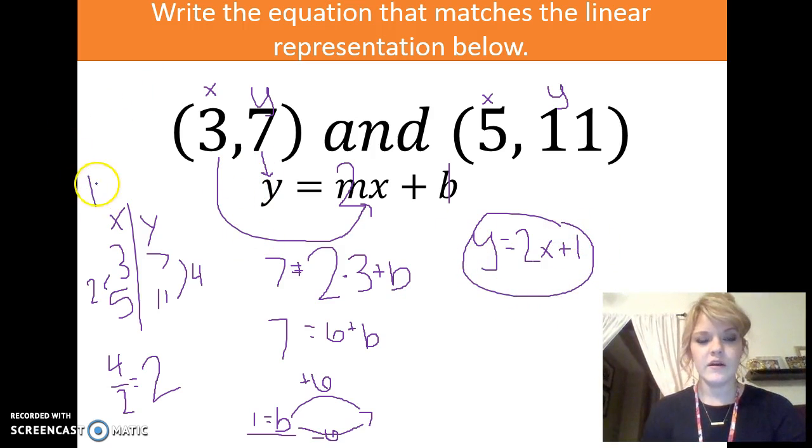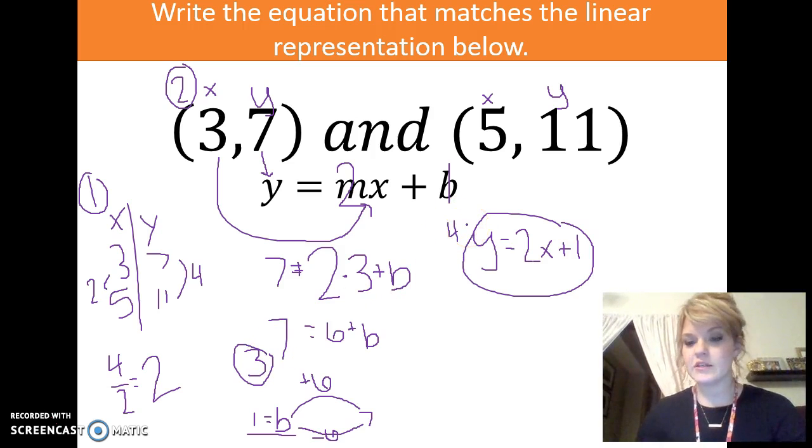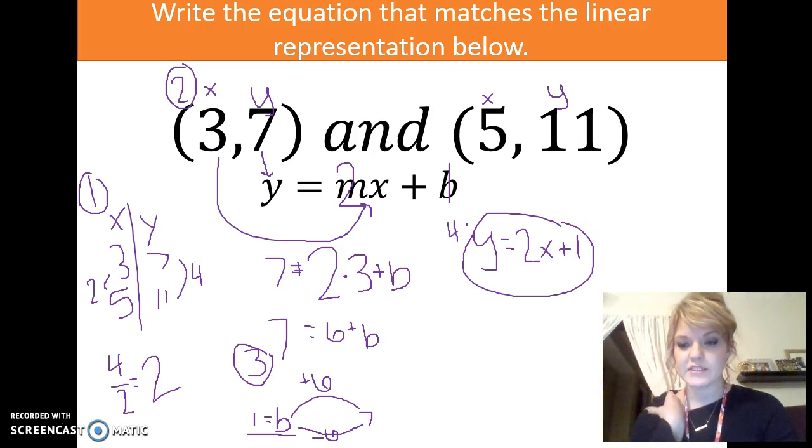Step 1, find the slope. Step 2, pick out a point to plug in. Step 3, solve for b. And step 4, your last step, write it as an equation. Okay? That's the 4 steps that you have to take to get there.